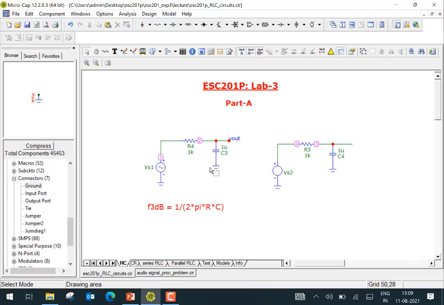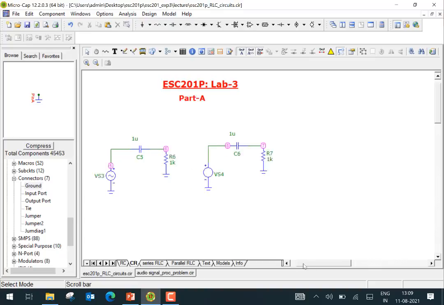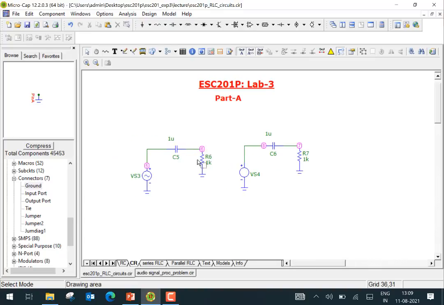Now parallel to that is what we call the CR circuit. The capacitor is over here and the resistor is over here, and we are taking the output here. Both are RC circuits, but the difference is the place where we are taking the output voltage. So let's look first at the AC analysis.